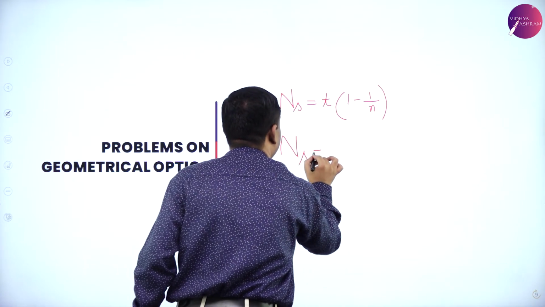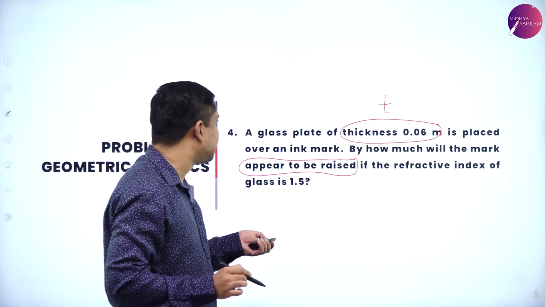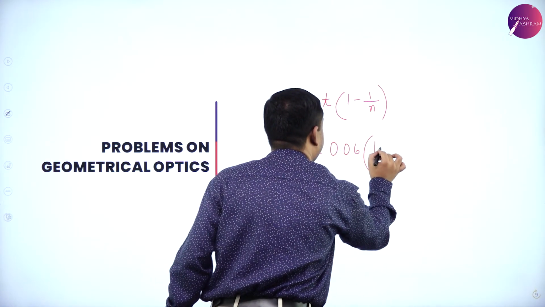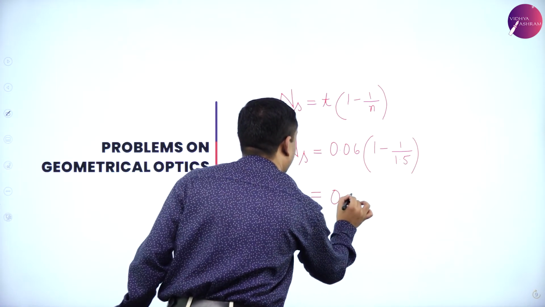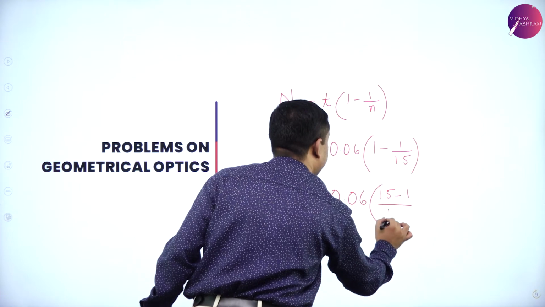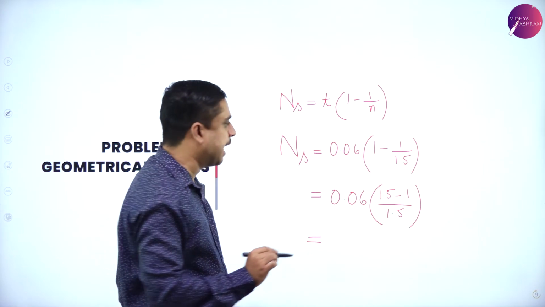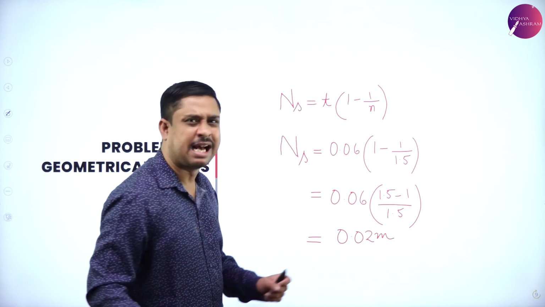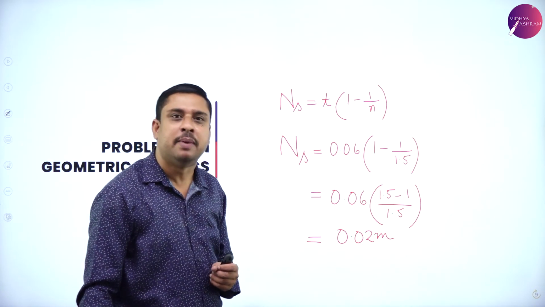Here, normal shift is, T is 0.06 meter, 0.06 times 1 minus 1 by 1.5. Or this is 0.06 times 1.5 minus 1 divided by 1.5. So the answer is 0.02 meter. Generally, a 2 marks question is asked to calculate the normal shift.